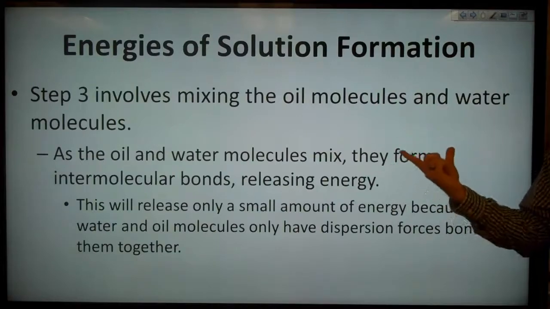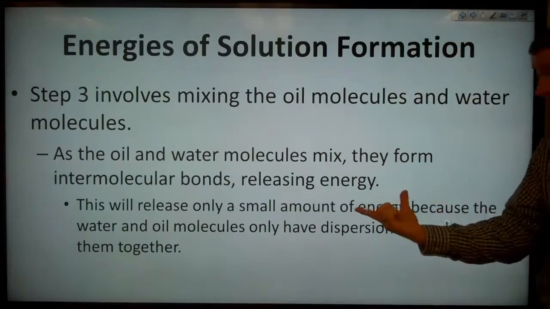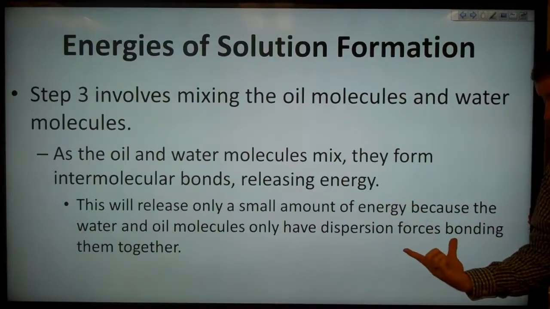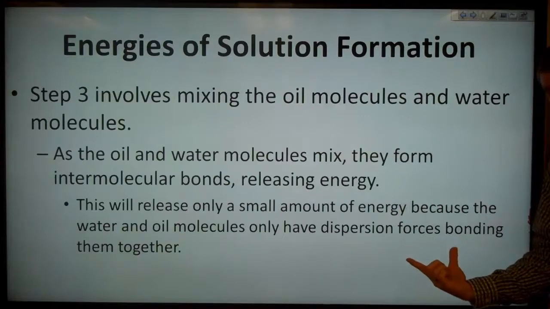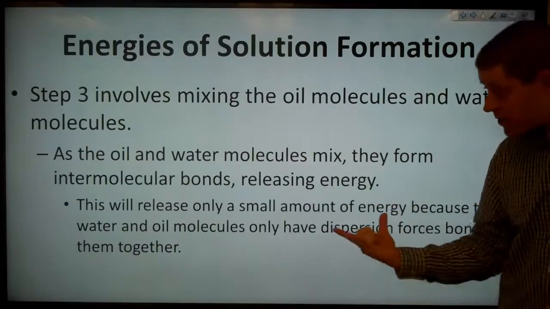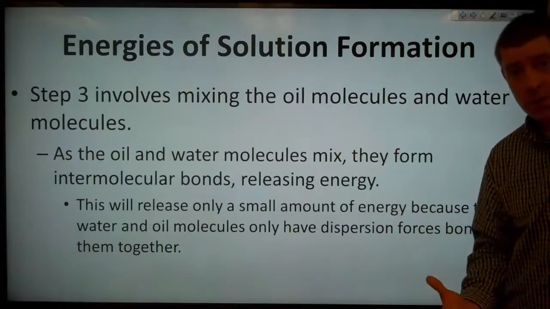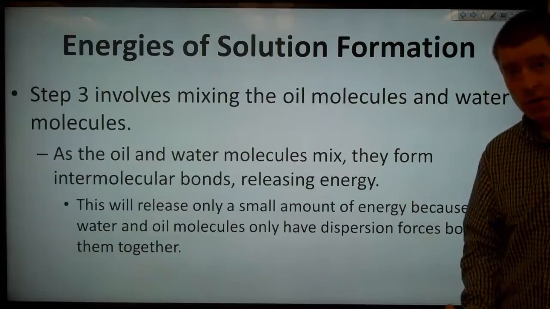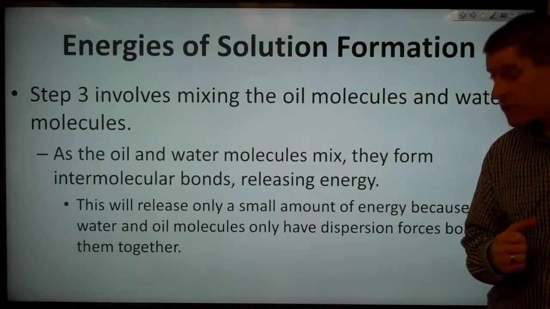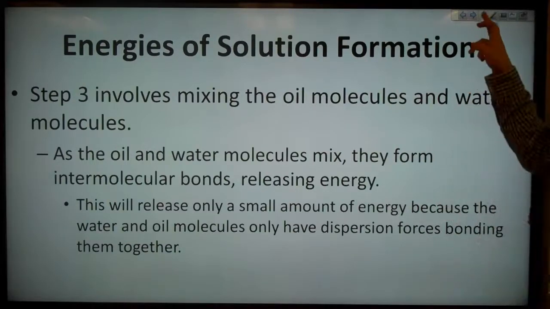As the oil and water molecules mix, they form intermolecular bonds, releasing energy. But this releases only a small amount of energy because the water and oil molecules only have dispersion forces bonding them together. The oil is nonpolar, and the water is very polar. Because the oil is nonpolar, it doesn't have any dipole forces, so all it has is the London dispersion forces. So the oil and water are only held together by the London dispersion forces, and that means we're not going to get very much energy out.